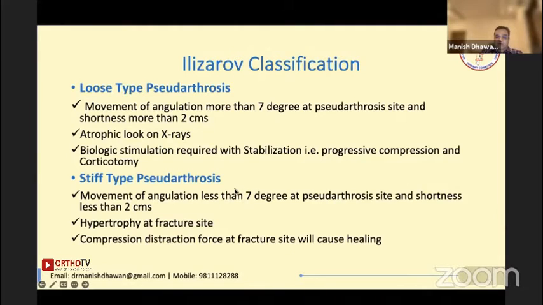Now the stiff type: the movement or angulation is less than 7 degrees at the pseudarthrosis site, and shortness is less than 2 centimeters. This is basically the hypertrophic or elephant foot type. Compression and distraction force at the fracture site will cause healing, because in the hypertrophic elephant foot type, which I have already told you, there is a viable callus and viable fibrocartilage. So you compress first, crush the non-union, and then start distracting it. It will go into healing. You don't require any bone graft or anything extra for that.